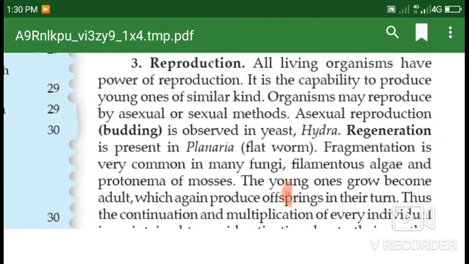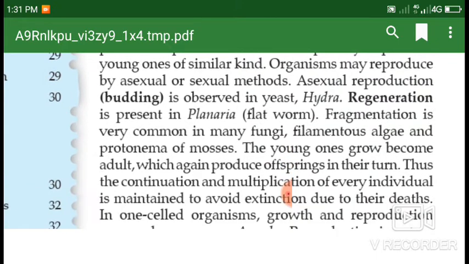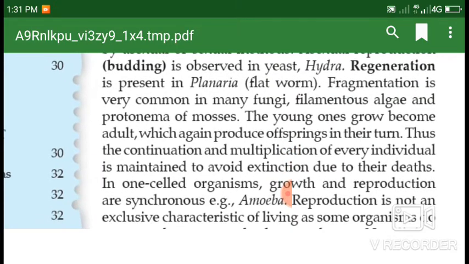Reproduction: all living organisms have the power of reproduction. It is the capability to reproduce young ones of similar kinds. Organisms may reproduce by asexual or sexual methods. Asexual reproduction by budding is observed in yeast and hydra. Regeneration is present in planaria, flatworms. Fragmentation is very common in many fungi, filamentous algae, and protonema of mosses. The young ones grow and become adults, which again produce offspring in their turn. Thus the continuation and multiplication of every individual is maintained to avoid extinction due to their death.